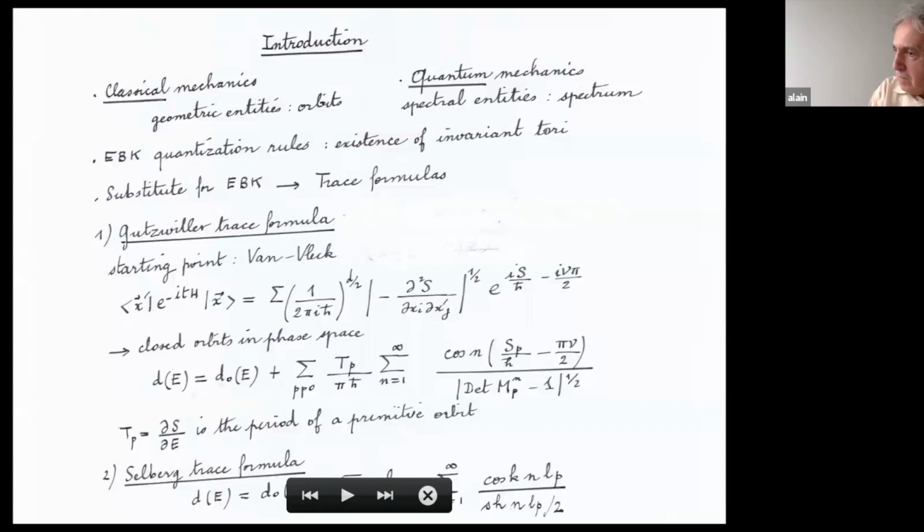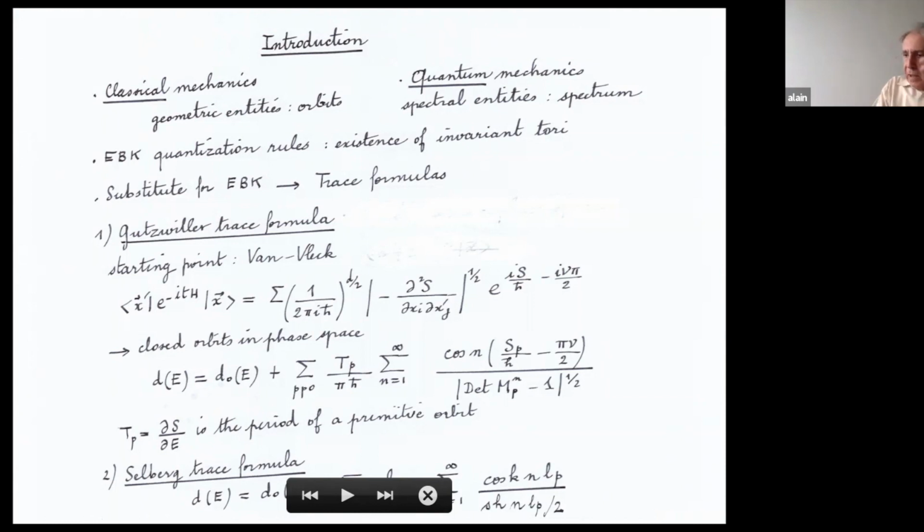It goes back to the foundations of quantum mechanics, where the EBK quantization rules were introduced. These quantization rules allowed one to compute approximately the spectrum of certain systems. But these rules are very special. They are based on action-angle variables, and therefore they require the existence of invariant tori. Therefore, they are limited essentially to integrable systems. Now, since most of you are interested in chaotic systems, for chaotic systems these rules do not apply. So one needs a substitute for EBK, and these substitutes are the famous trace formulas.